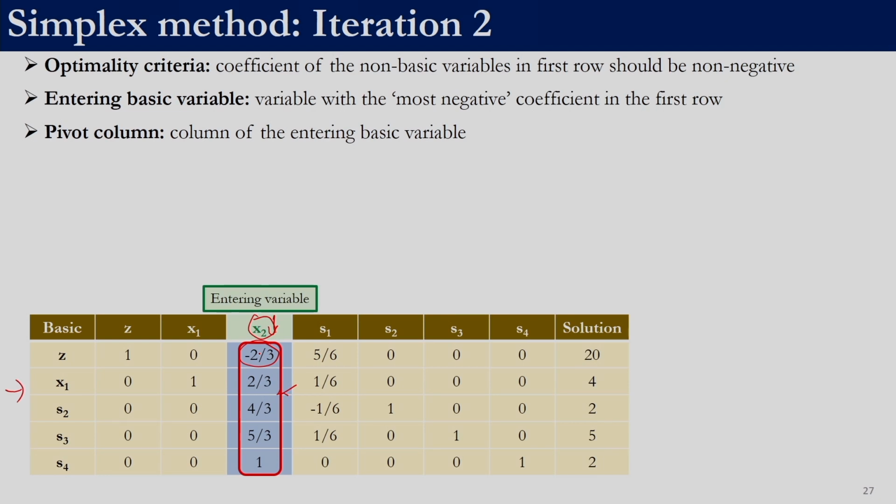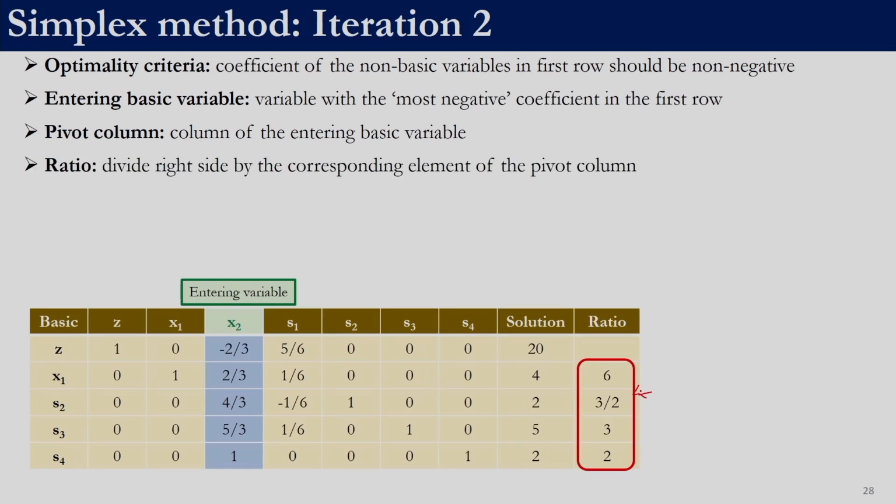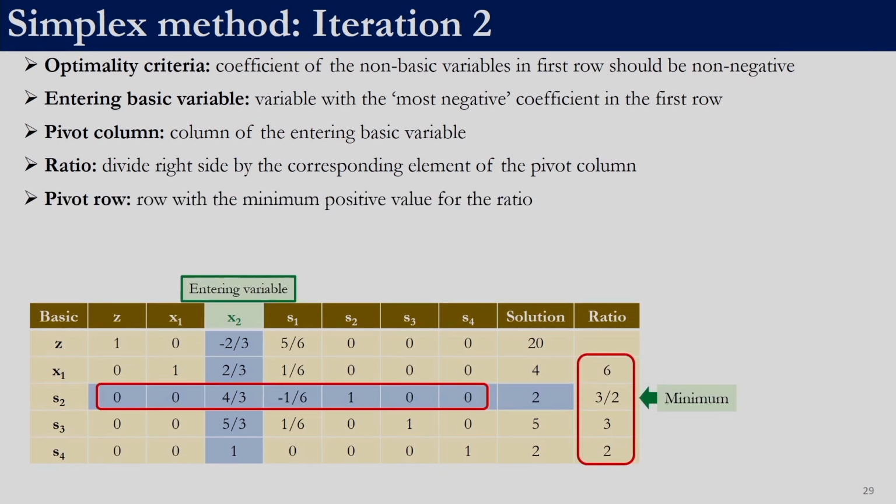Now, we need to identify the pivot row. To identify the pivot row we need to divide this column by the pivot column. These are the ratios which we have. We need to look for the minimum positive value. The minimum positive value over here is this 3 by 2, which is 1.5. So, that is the minimum, and the row corresponding to it is the pivot row.